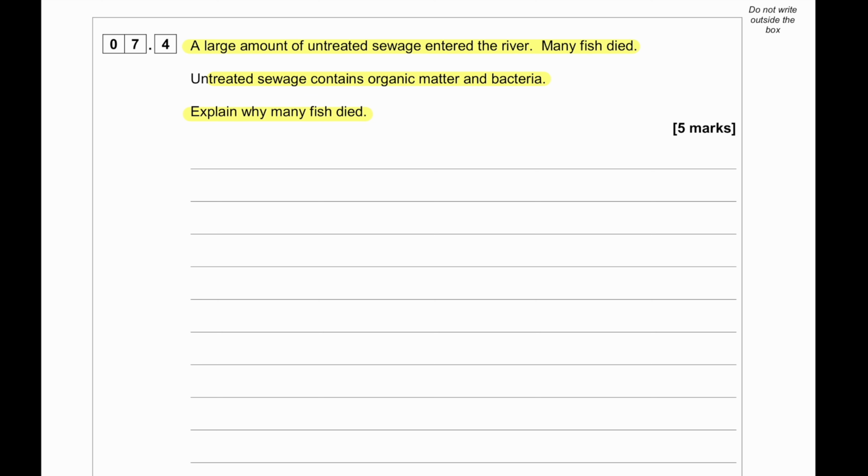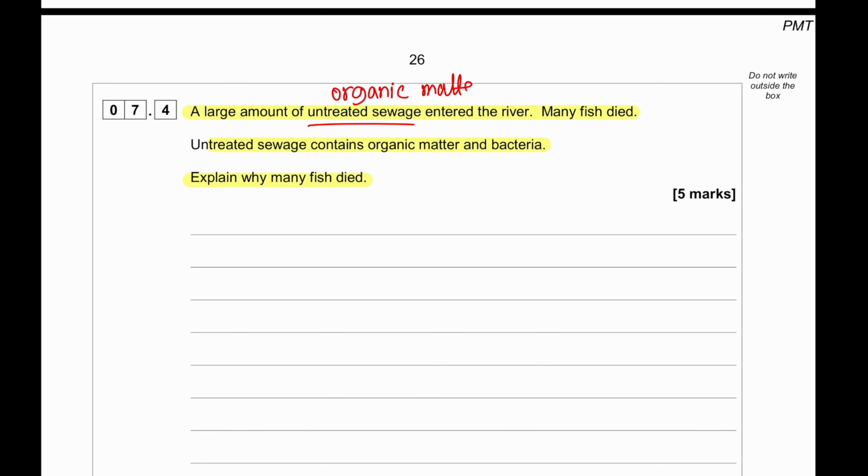So the answer for this one: because untreated sewage, what does it contain? It contains organic matter. And when organic matter is decomposed, it will be decomposed by bacteria, those that are doing respiration aerobically, and thereby they will deplete all the oxygen, which will kill the fish because the fish cannot get enough oxygen. So the answer can be written like this.